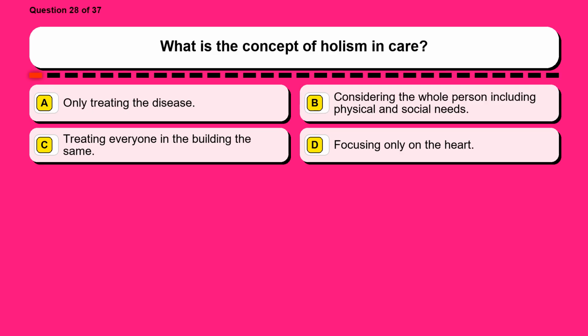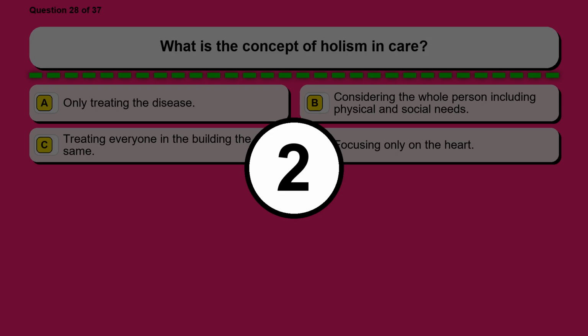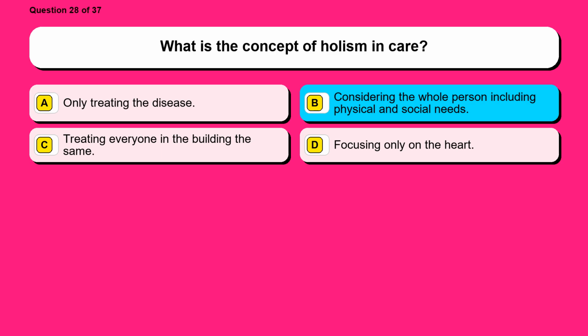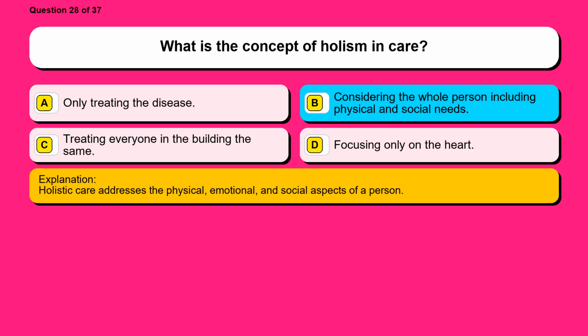Question 28. What is the concept of holism in care? Option A. Only treating the disease. Option B. Considering the whole person including physical and social needs. Option C. Treating everyone in the building the same. Option D. Focusing only on the heart. The correct answer is option B. Considering the whole person including physical and social needs. Holistic care addresses the physical, emotional, and social aspects of a person.